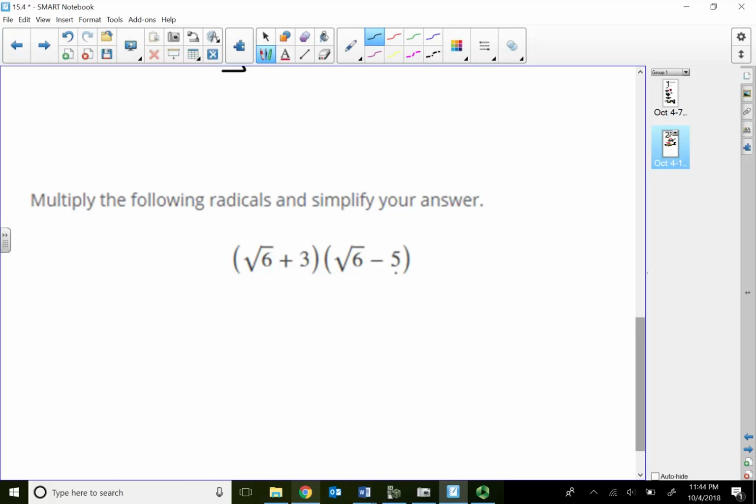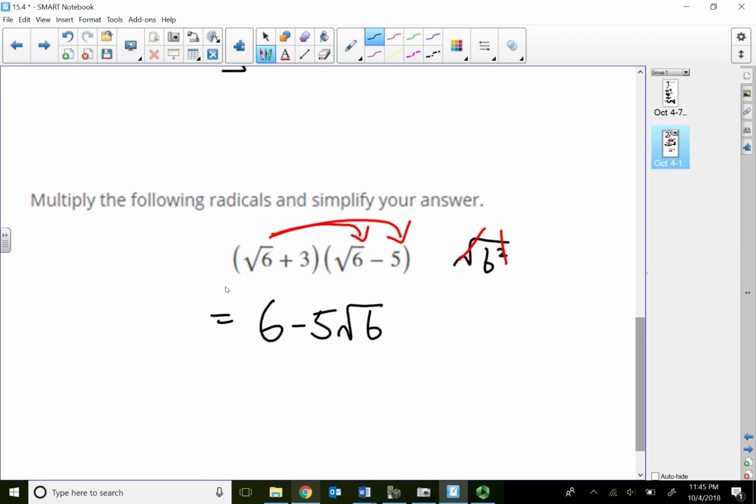Let's try this one. This is a very interesting problem. So square root of 6 times square root of 6 becomes square root of 6 squared, which is over square root of 36, or square root of 6 times 6. Either way, the answer is 6. Square root of 6 times negative 5 will be negative 5 times square root of 6. Now, why don't I take my 5 times the 6? Because one is on the outside, one is on the inside. They cannot be multiplied. So inside times inside, outside times outside.